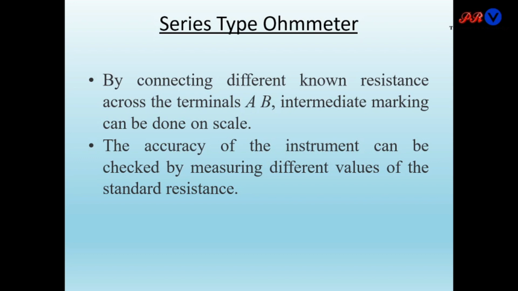By connecting different known resistances across the terminal AB, intermediate marking can also be done on the scale. So if we connect different values of resistance, we can mark the scale, or intermediate marking on the scale can also be done. The accuracy of the instrument can be checked by measuring different values of standard resistance.